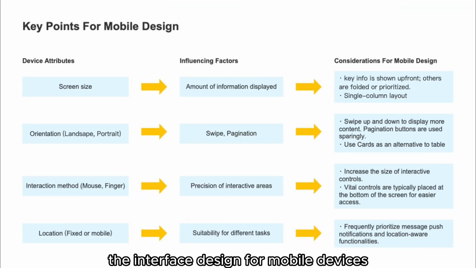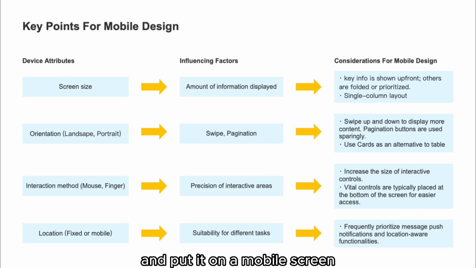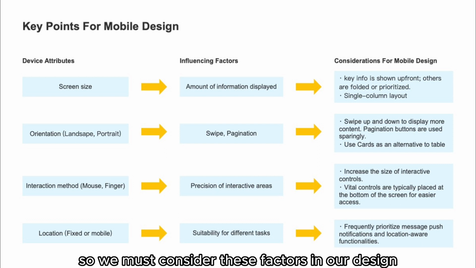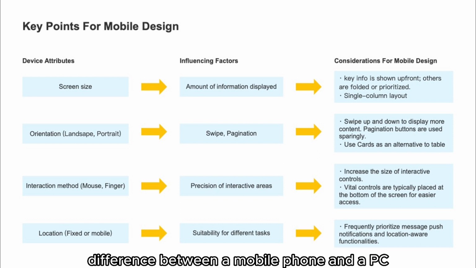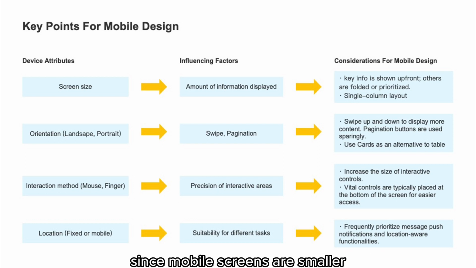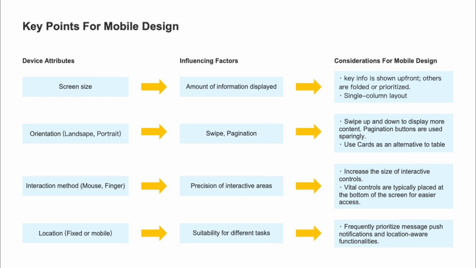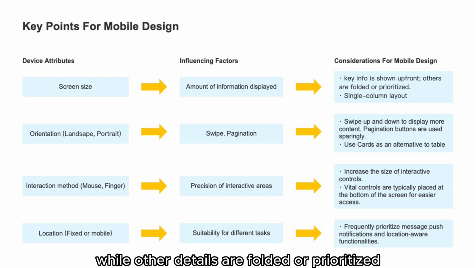The interface design for mobile devices differs from that of desktops. We cannot simply shrink the desktop interface and put it on a mobile screen. Due to the different device properties, the influencing factors on people also vary, so we must consider these factors in our design. For instance, the screen size difference between a mobile phone and a PC affects the amount of information displayed. Since mobile screens are smaller, we cannot fully display a large amount of information. Therefore, key information is shown up front, while other details are folded or prioritized.